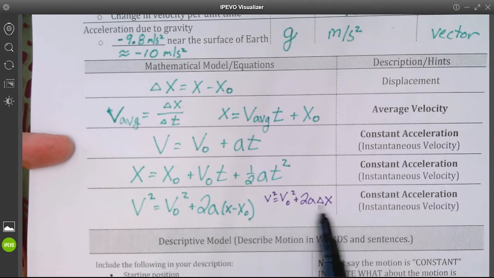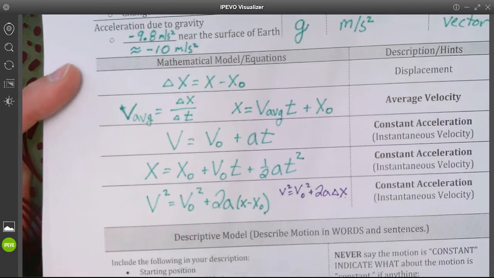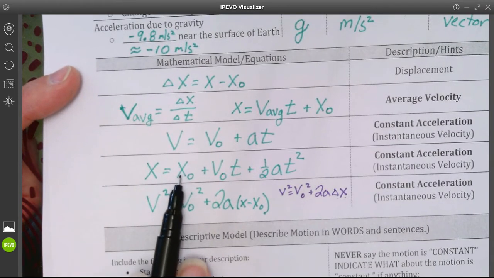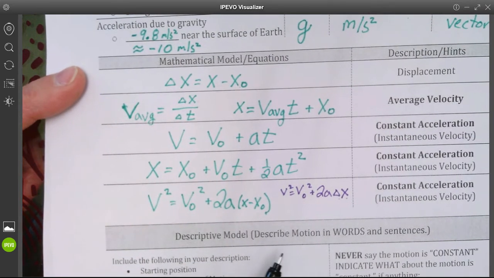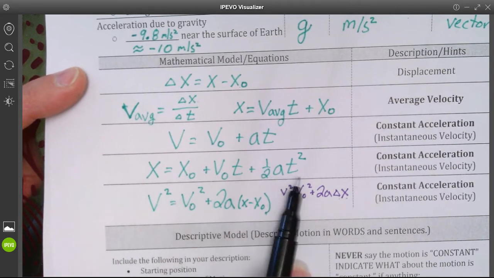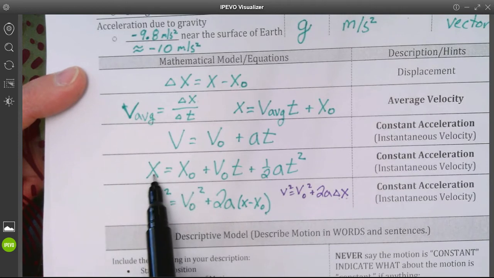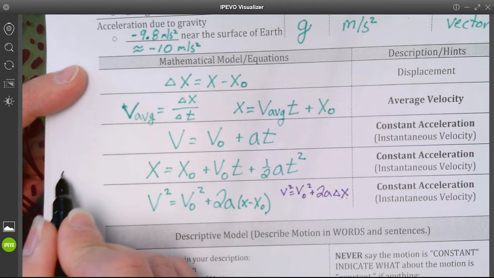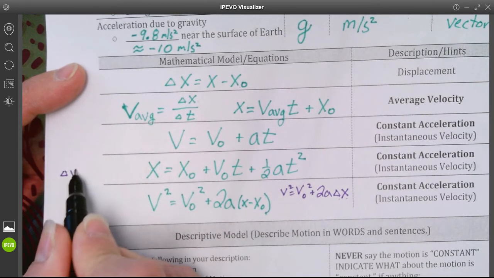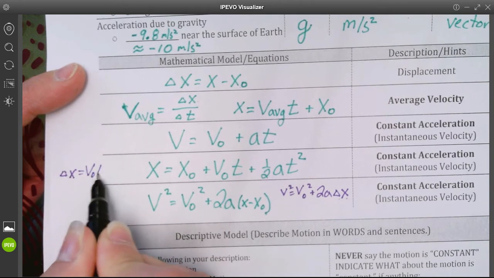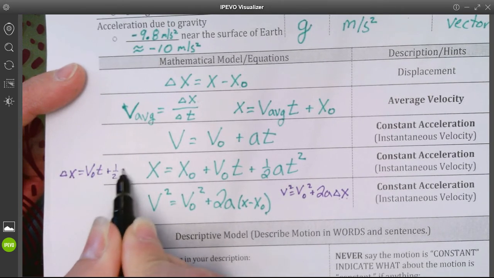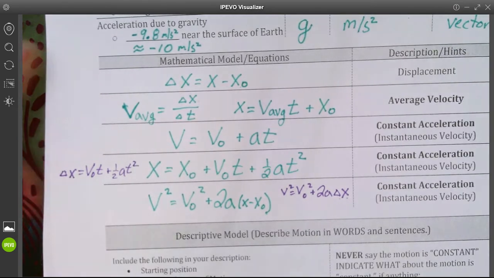Maybe you want to make those delta x. You can do that. Same idea with this equation here. Maybe I don't know my initial or final position, but I know my displacement, or I want to find displacement. You could still solve this way, or we could move x naught over to the left, subtract from both sides, and we would get delta x equals v naught t plus 1/2 at squared. So the equations I wrote in purple are just variations. They mean the same thing. It's just a slightly different way of writing them.